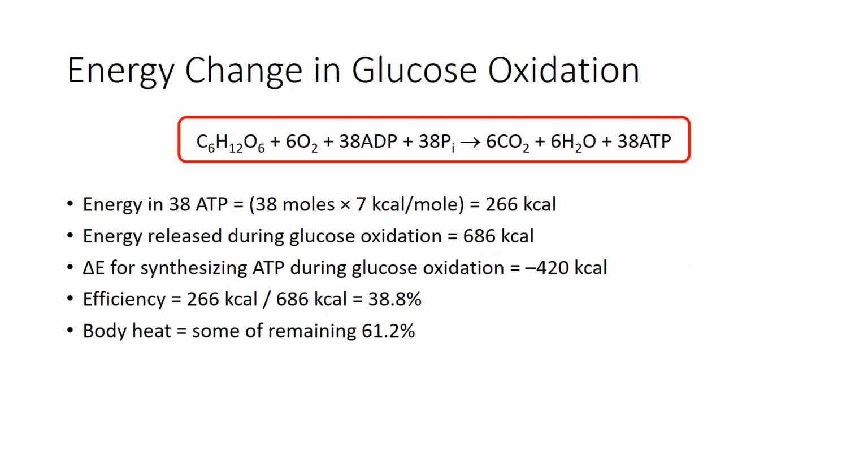Let's look at this equation again. Now, if we break down 1 molecule of glucose, we eventually yield 38 ATP. And theoretically, that should be about 686 kilocalories of energy. Okay, I'll say that again. Breaking down 1 molecule of glucose yields us 38 ATP, which theoretically should be 686 kilocalories. Now, in actuality, that's not the case. The amount of energy that's actually released is only 266 kilocalories.